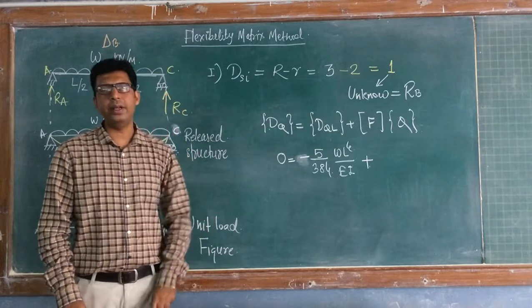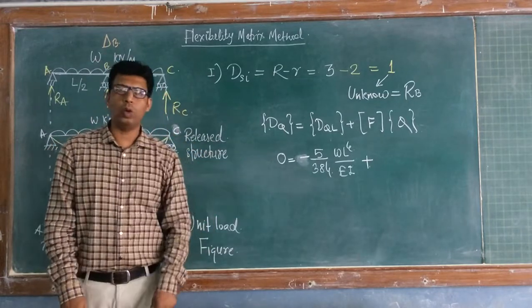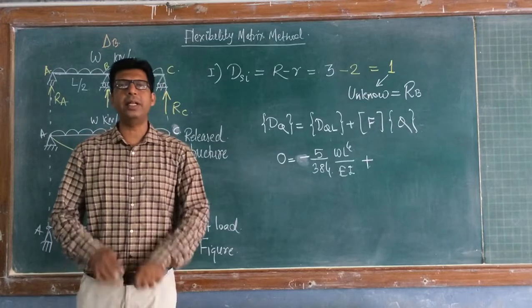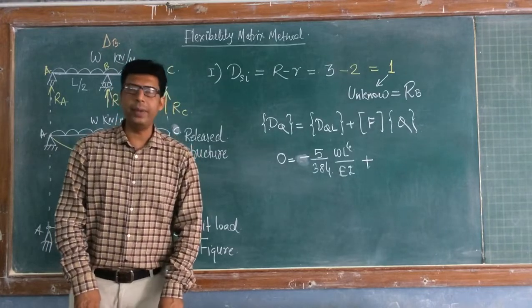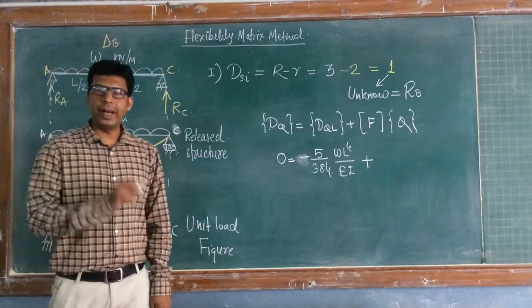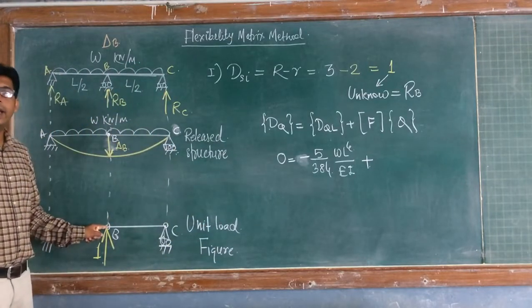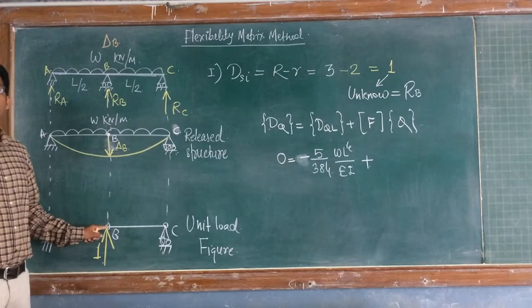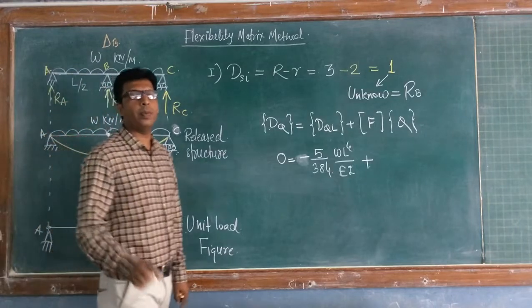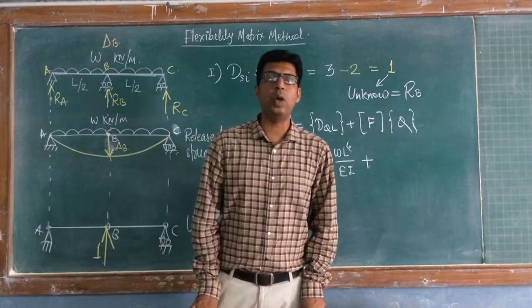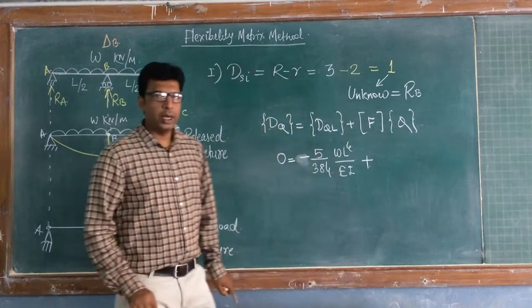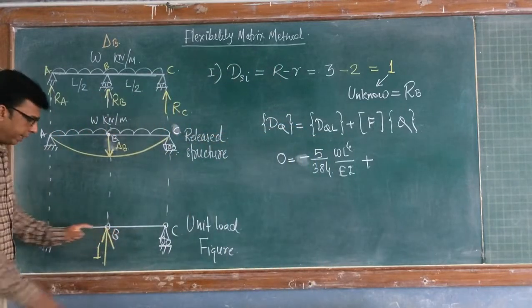F is equal to the flexibility coefficient. There is only one element in this because there is only one unknown. What does flexibility stand for? Flexibility means the displacement corresponding to the unknown reaction in the unit load figure. Because of unit load, what is the displacement at the point corresponding to the unknown reaction?